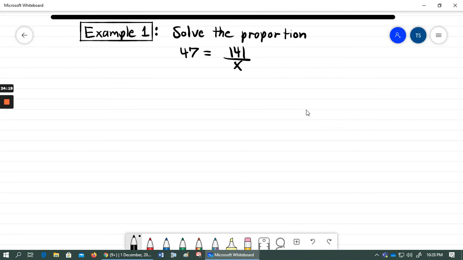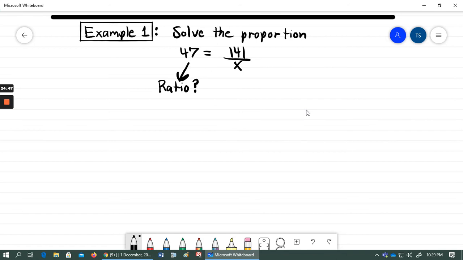So if we were going to solve this one, first off, some of you might be looking at this proportion and saying, Mr. Starkey, I thought you said that a proportion was where you got two ratios that are equal to each other. Some of y'all might be saying, is this a ratio, Mr. Starkey? The 47? Because you said it's supposed to be two ratios equal to each other, and a ratio should be able to be written as a fraction, right?